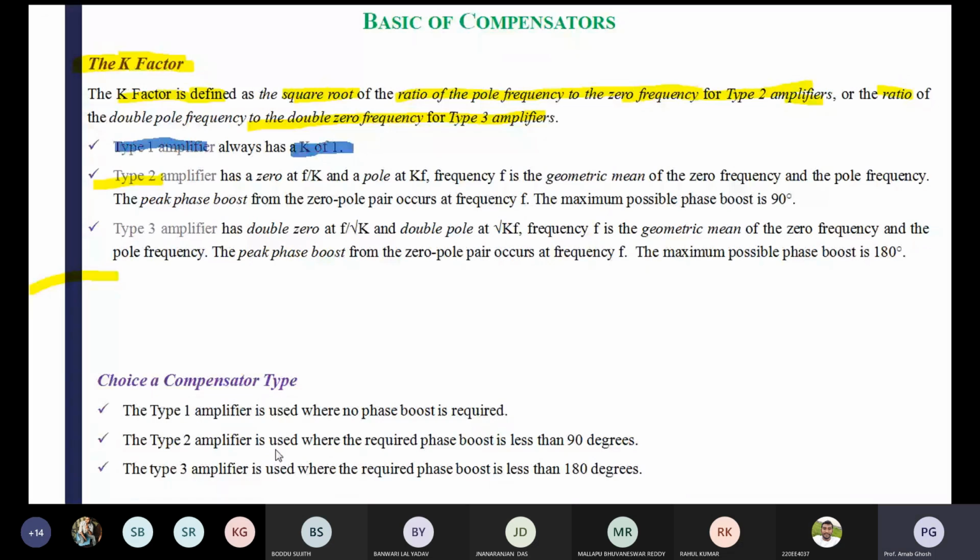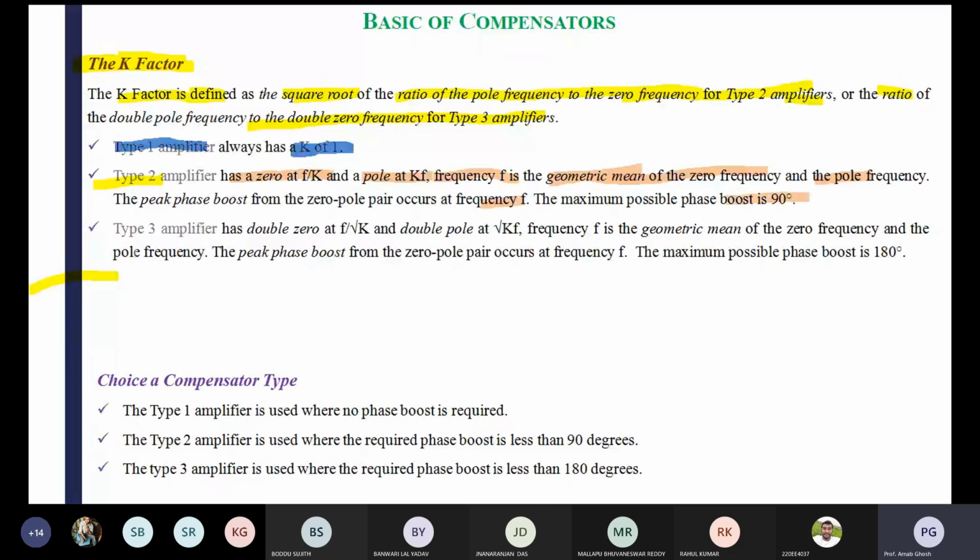For the type 2 amplifier you can say it has a zero at f by k and a pole at k times f. So f is the geometric mean of the zero frequency and the pole frequency. The peak phase boost from the pole-zero pair occurs at the frequency f, and the maximum possible phase boost is 90 degrees.